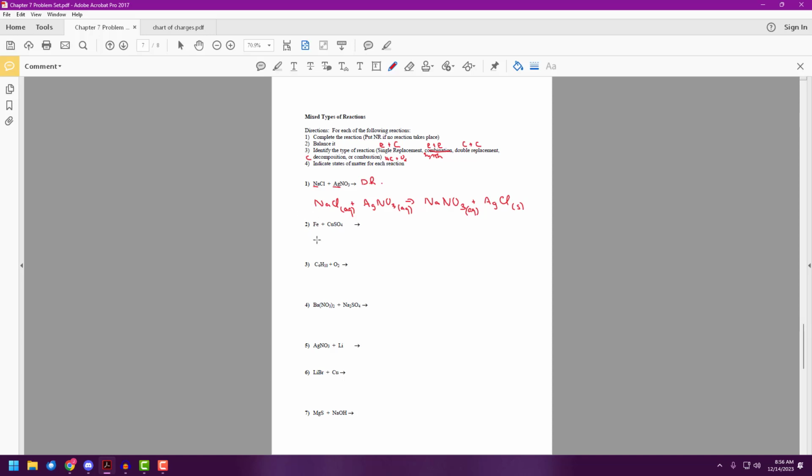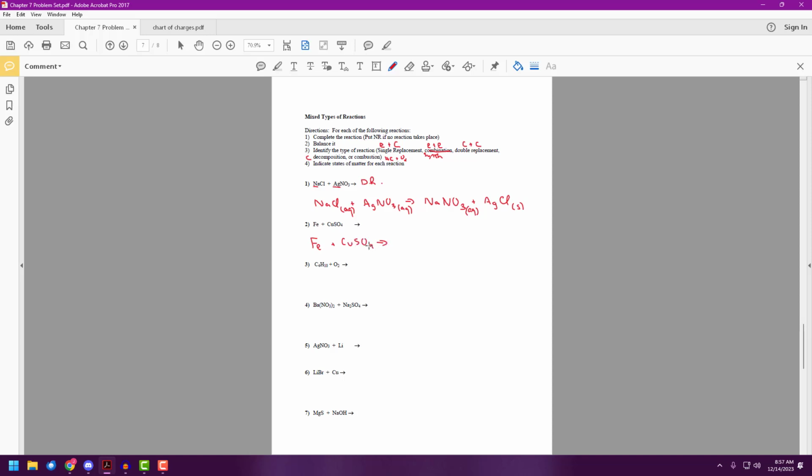For number 2, iron with copper(II) sulfate. Iron is an element. Copper(II) sulfate is a compound. Element plus compound means single replacement. So the iron is going to try to kick out copper. So I'm going to write down my reactants: iron, copper(II) sulfate.